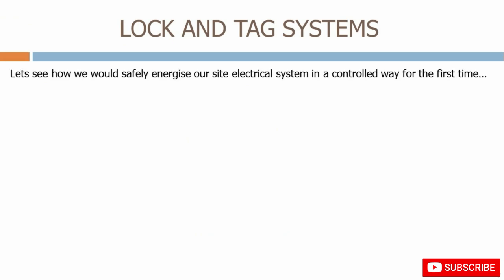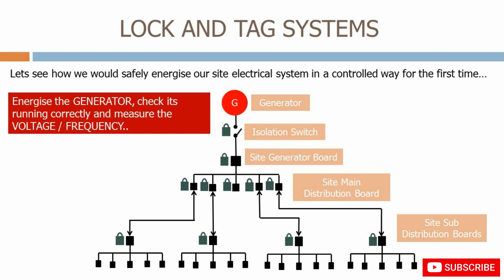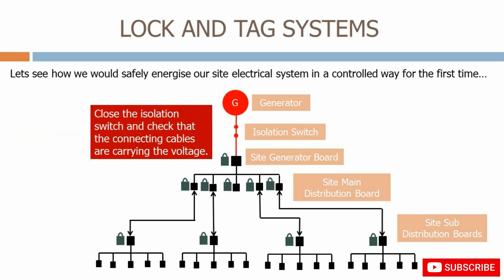Let's see how we would safely energize a site electrical system in a controlled way for the first time. Here's our site electrical system from before. Firstly, the competent electrical person shall use a lock and tag system to lock off all of the agreed isolation points. Energize the generator, check it's running correctly, and measure the voltage and frequency. We then close the isolation switch and check that the connecting cables are carrying the voltage.